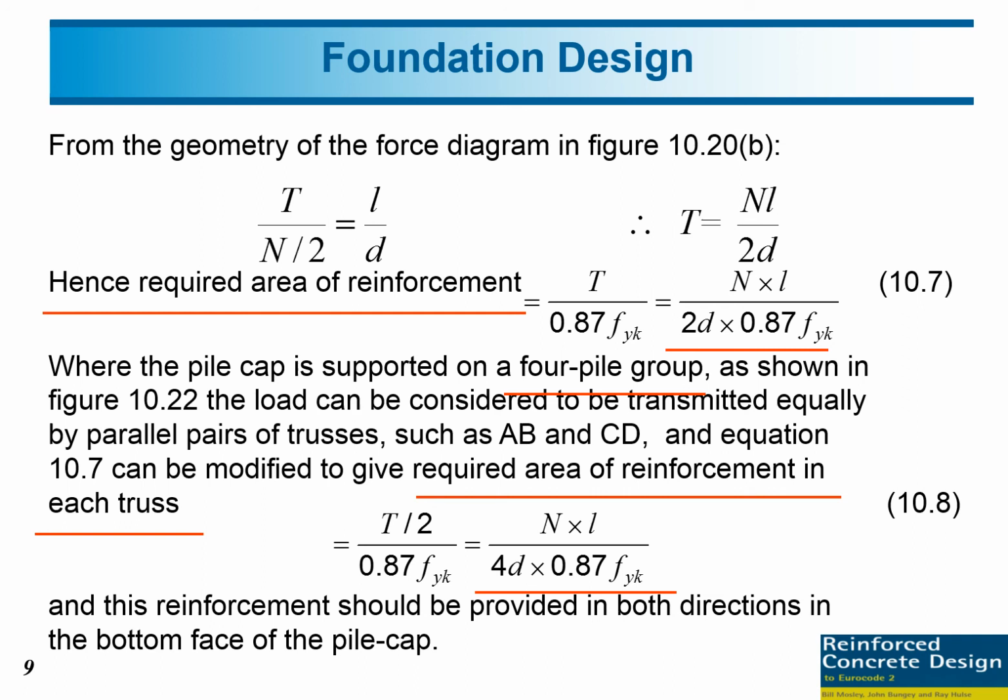Okay, so you can see here, because for the previous equation we had 2 piles, for 1 pile we need to divide this T by 2. So you can see here, T over 2 divided by 0.87 fyk for 1 pile, so that we have N multiplied by L divided by 4d times 0.87 fyk. And this reinforcement should be provided in both directions in the bottom face of the pile cap. So we will have 2 directions of reinforcement bars.